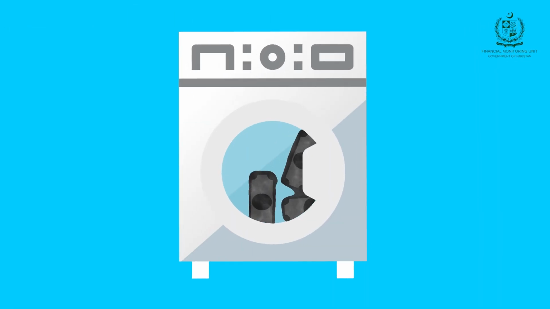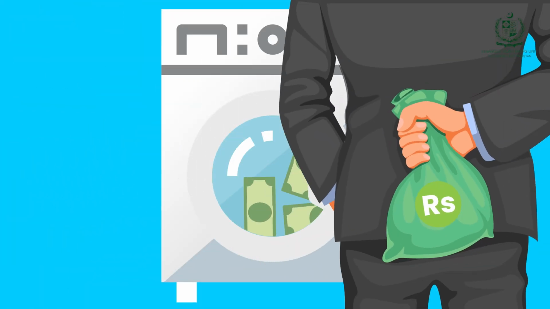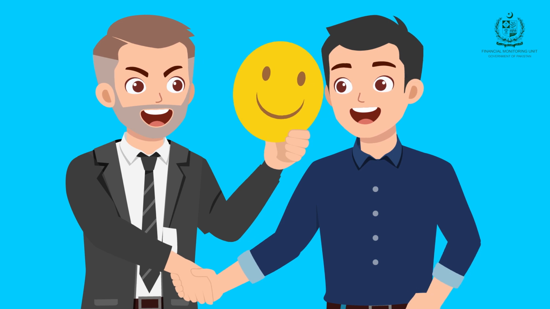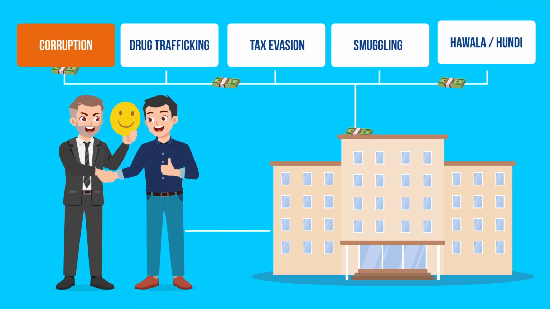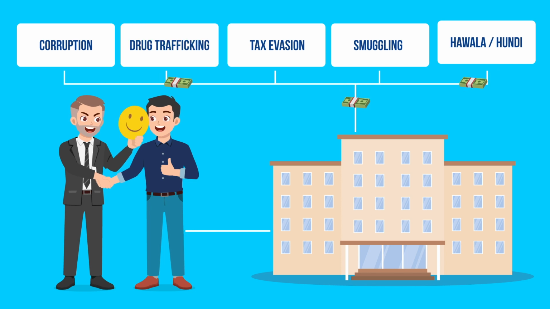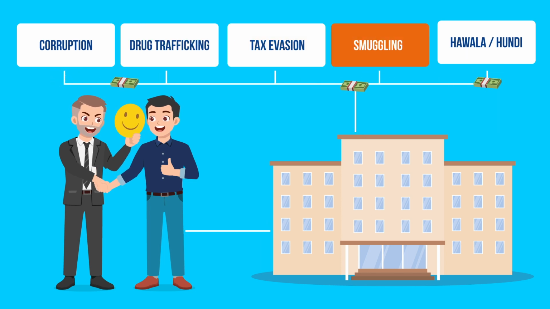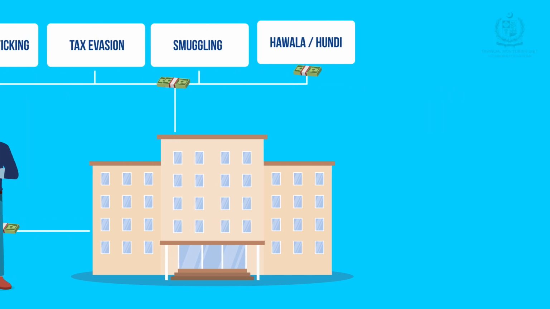Money laundering is the process by which criminals attempt to hide and disguise the true origin and ownership of the proceeds of their criminal activities, such as corruption, drug trafficking, tax evasion, smuggling, and hawala hundi.